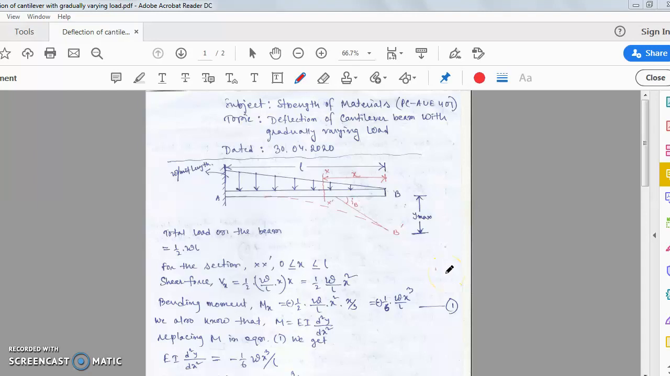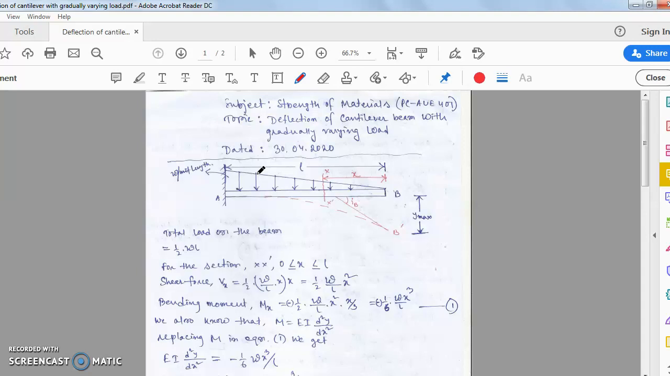Hello students, today I shall discuss the deflection equation of a cantilever beam with gradually varying load. Look at this cantilever beam. The span, the total length, is L. Point A is absolutely fixed and point B is free. Here you see a gradually varying load in the form of a right angle triangle.